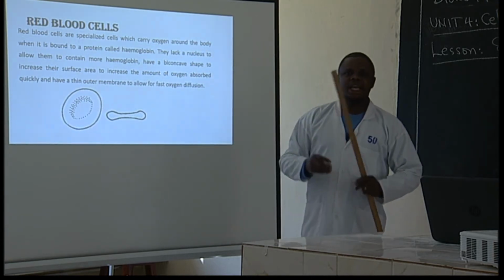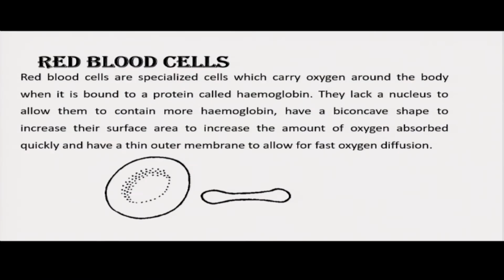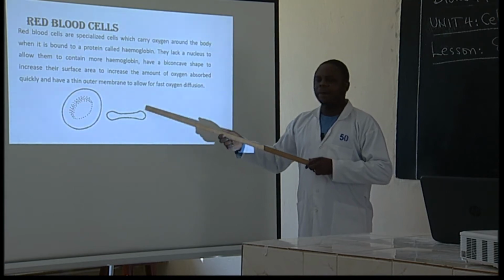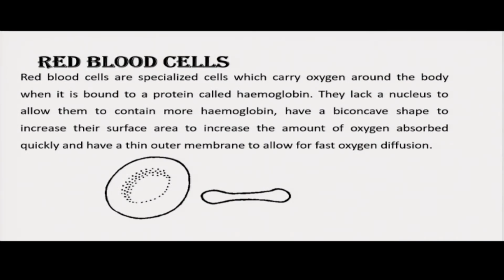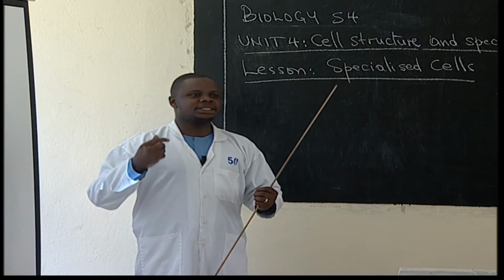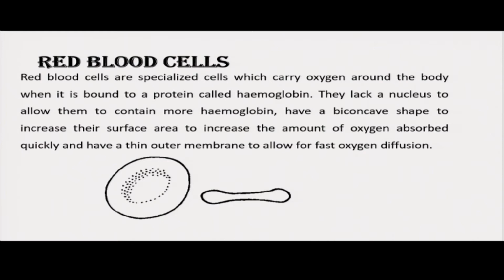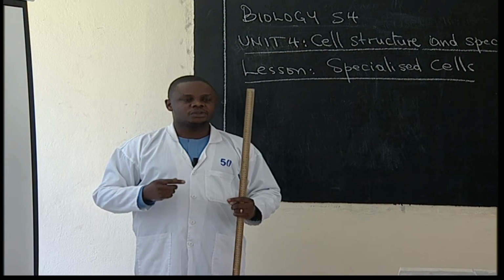Another adaptation is that red blood cells have a pigment called hemoglobin. This is a protein pigment which is very important because it has high affinity for oxygen. Another adaptation of red blood cells is that they are biconcave. And this is very important because it increases the surface area for absorption of oxygen and carbon dioxide. That means having a biconcave shape provides a large surface area, or enough space, for absorption of gases.